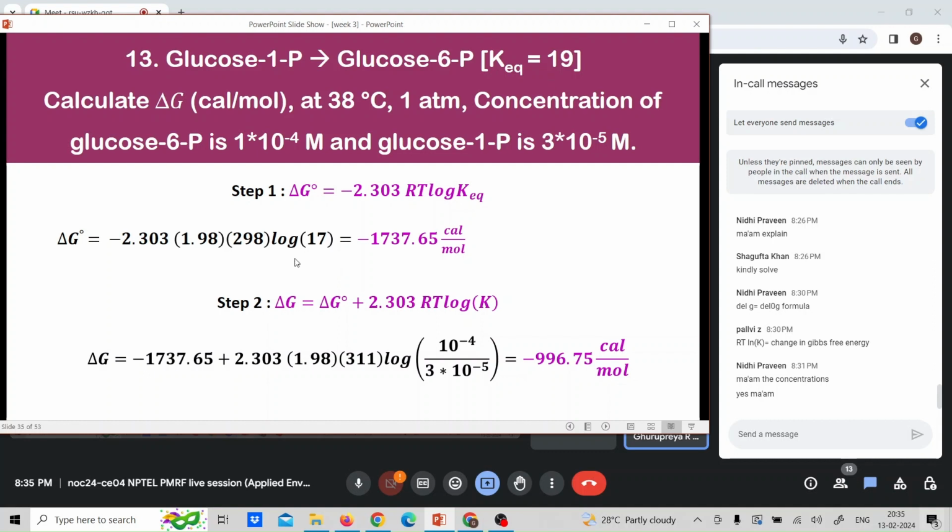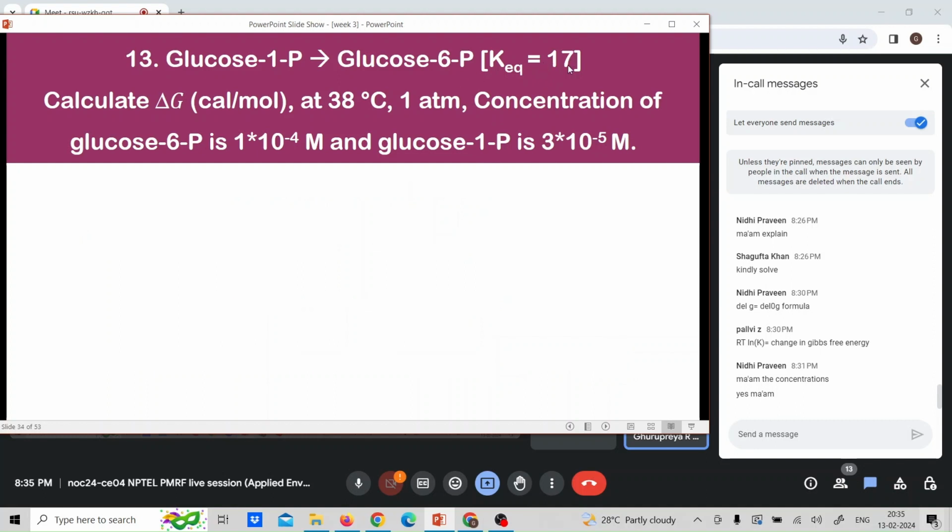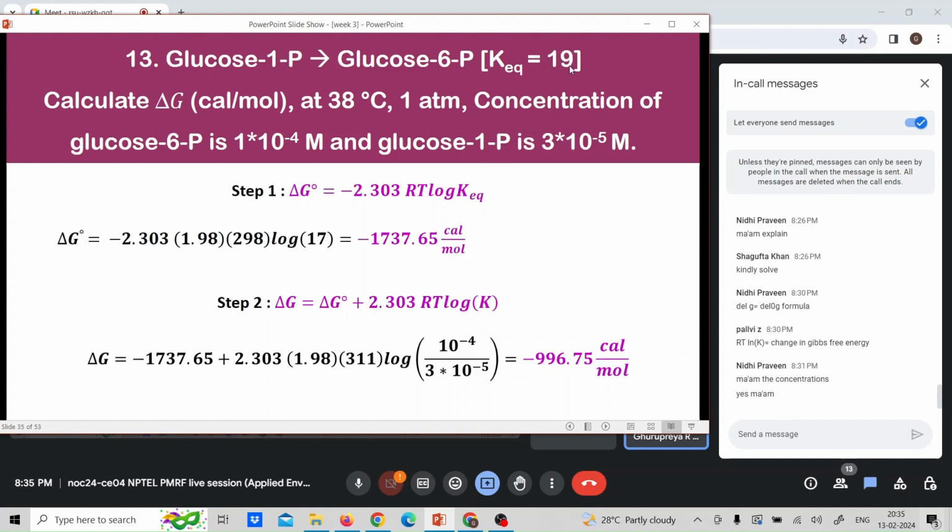I think there is a confusion here with this 19 and 17. I guess it was 17 here. This is a typing error. I'm sorry for that. Consider this a 17 in this slide and the calculations are right.